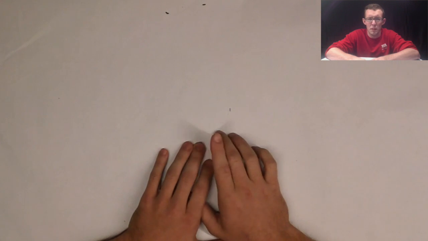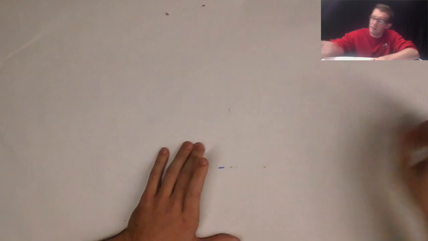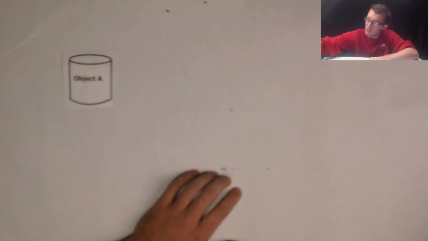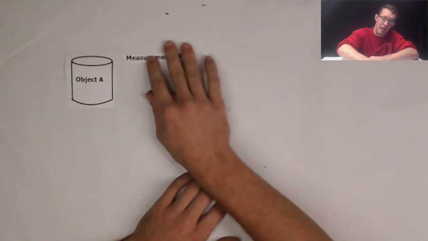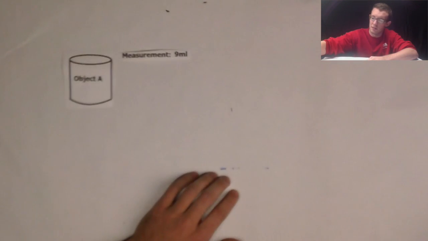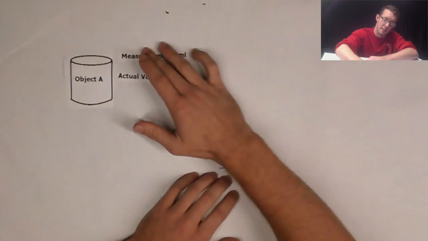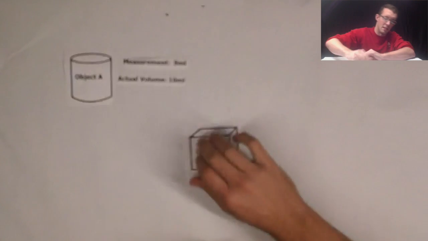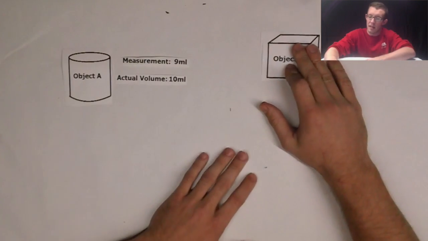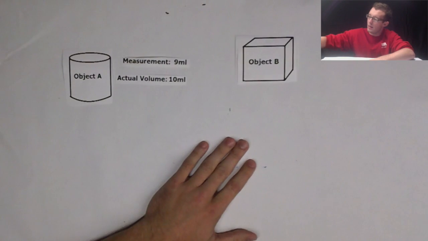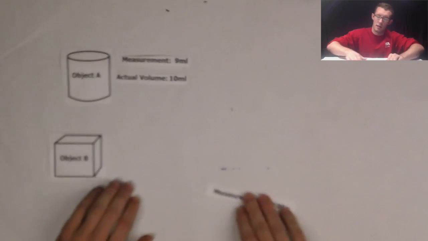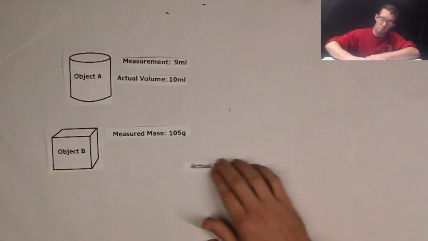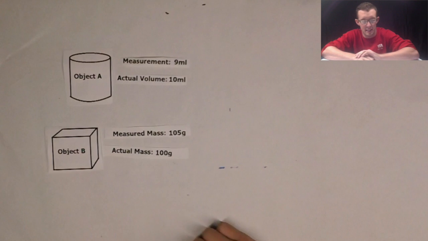Hey guys, most of the measurements that we take are not perfect. For instance, maybe we want to measure the volume of a cylinder and we measure it at 9 milliliters, but it later turns out that the cylinder is actually 10 milliliters of space. Or maybe we want to measure the mass of a cube and we measure its mass at 105 grams, but it later turns out that the mass of the cube is 100 grams.